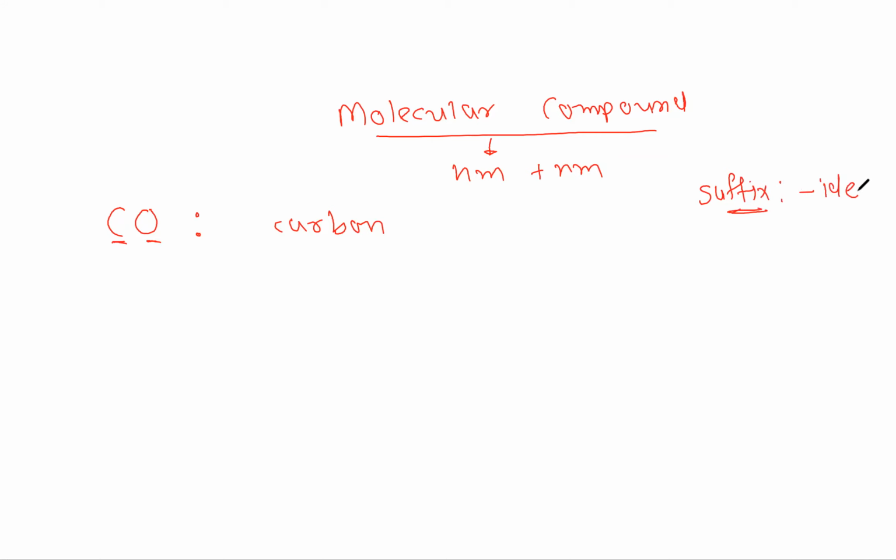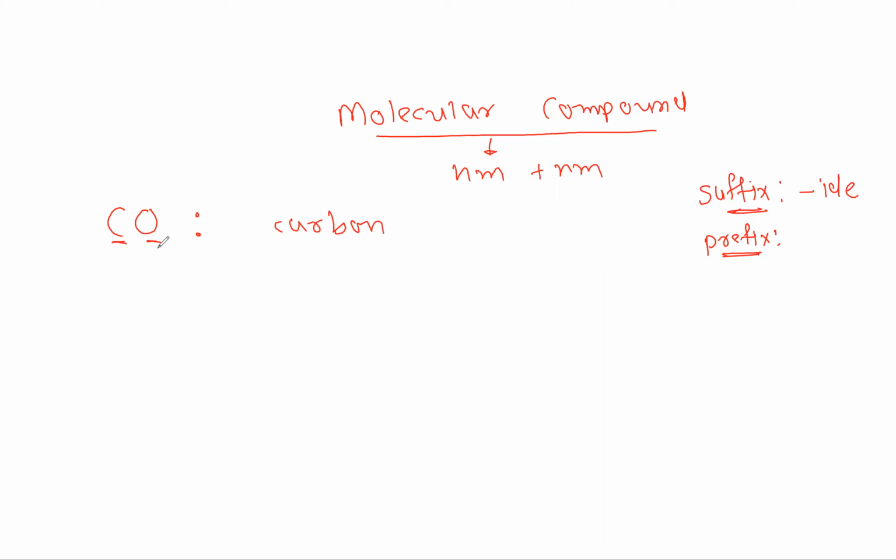You always use IDE as a suffix. For the second element, you always use the suffix IDE, and you also use a prefix. I think I should have told you about the prefix first. You always use a prefix. What is the prefix? The prefix says how many atoms of the second element you have. So in this example, when it says CO, it means there is one carbon and one oxygen.